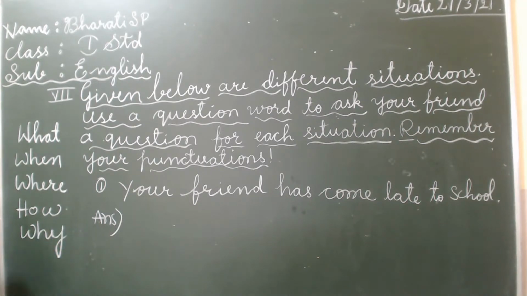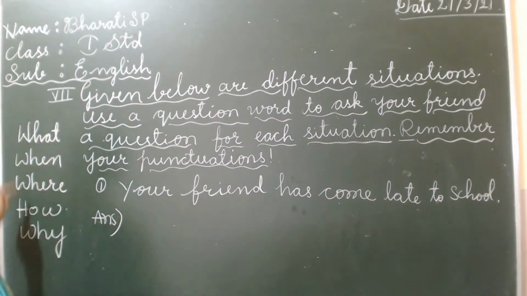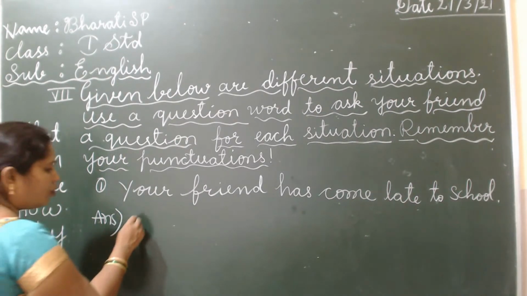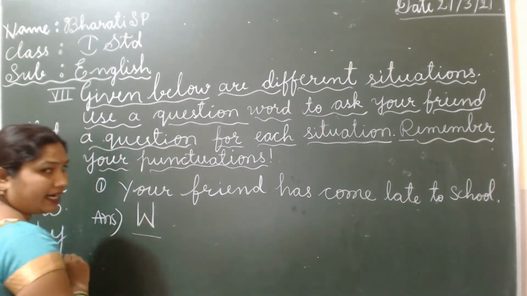These are question words I have written. You need to ask the reason. It means which one question word do you need to use? Yes, we need to use question word WHY. What do you want to ask the question for, children? Yes. Why? W, you need to write capital letter.